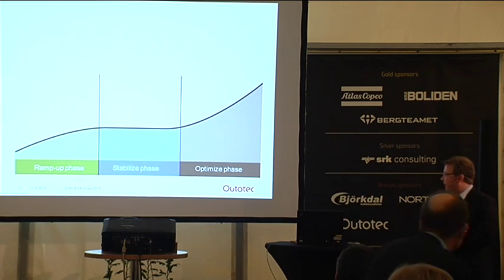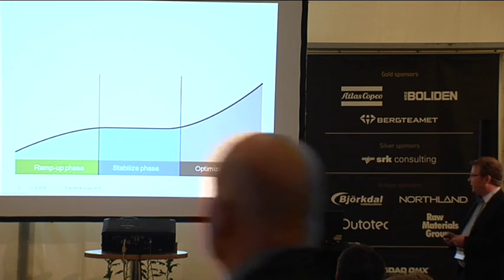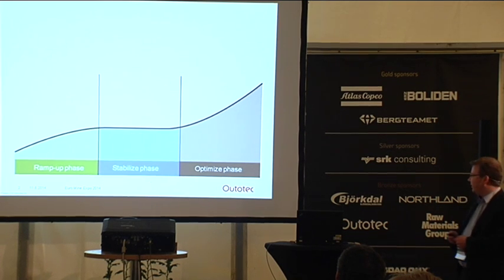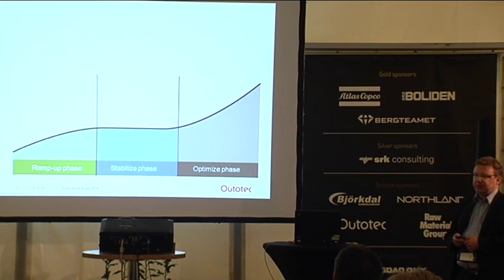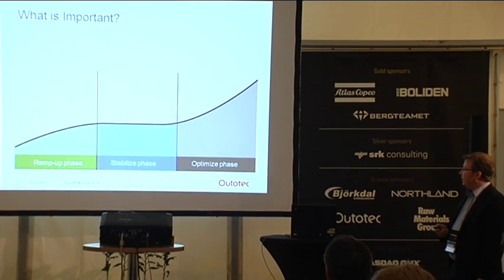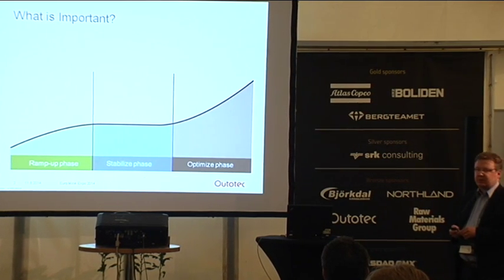This is showing the typical lifetime and life cycle phases of a concentrator plant. There are familiar phases for the ramp-up and stabilized phase of the plant, where you are reaching the nominal or target capacities, and then the optimizing phase of the plant, meaning different things: optimizing the existing operation, making expansions or renewing equipment. So what is important at different levels?